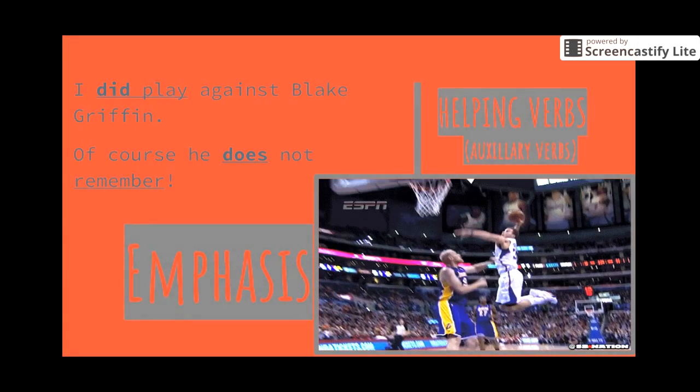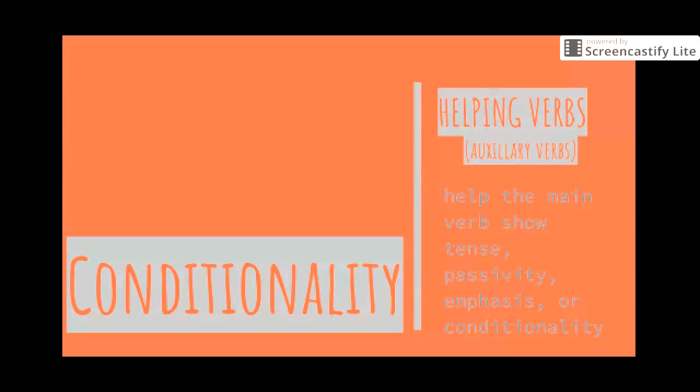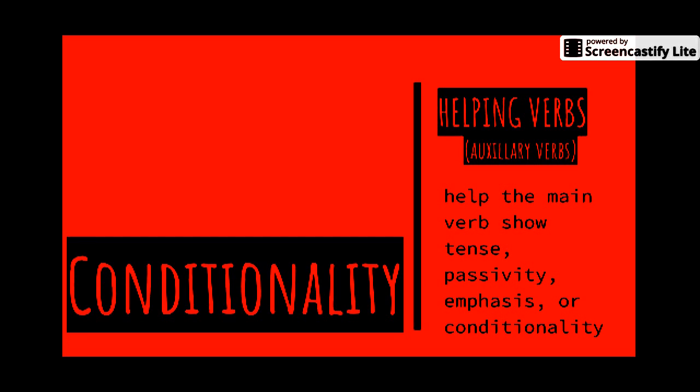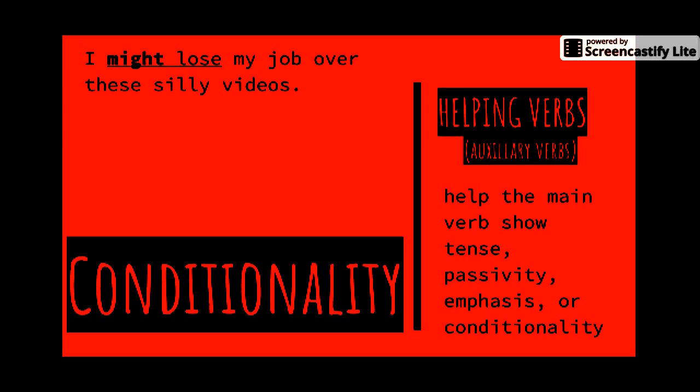Now, a helping verb can also show conditionality. Like, is something possible? Is it likely going to happen? Let's look at some examples. I might lose my job over these silly videos. Might is our helping verb, and lose is our action verb, and might lose makes our verb phrase.